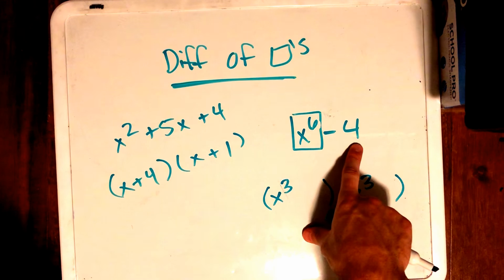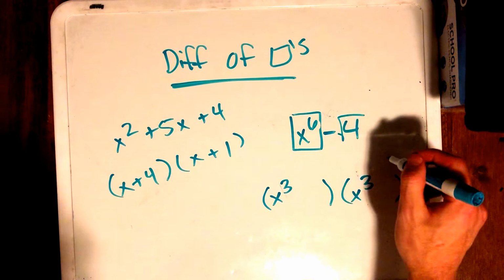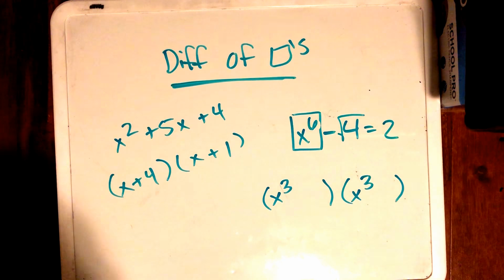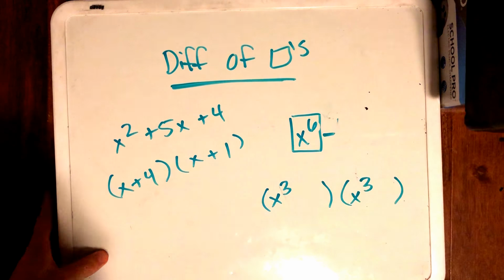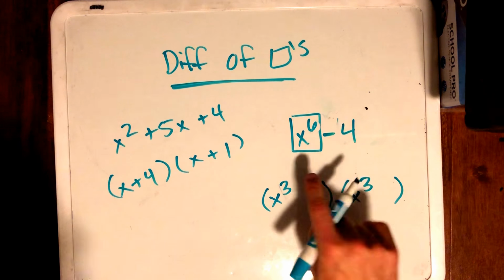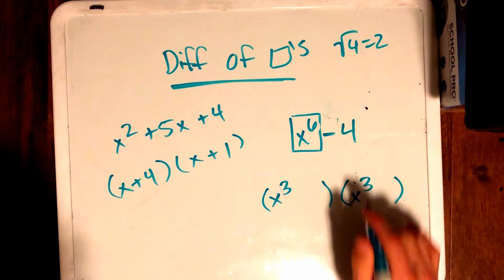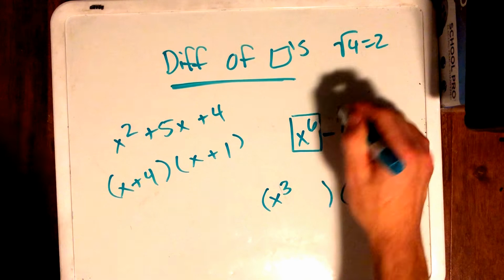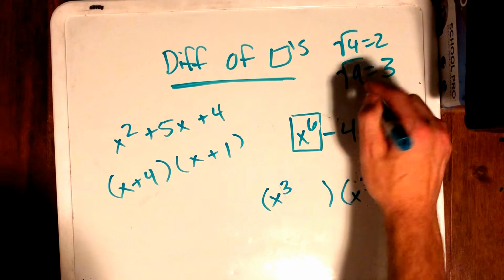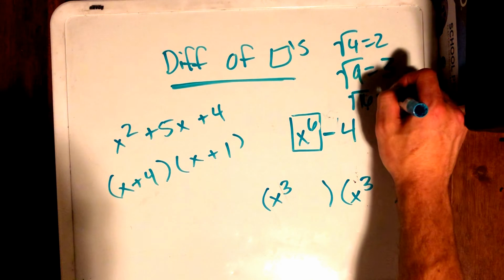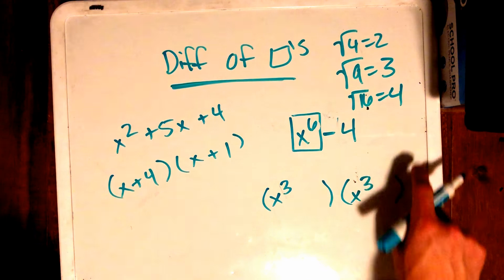Now, to remind you, perfect squares are numbers that, when square rooted, give us a whole number. So this was our original problem. We know that the square root of 4 is 2, so it's a perfect square. When we square root it, it gives us a whole number. The square root of 9 is 3, so 9 is a perfect square. The square root of 16 is 4. 16 is a perfect square. There's a lot of them, okay?